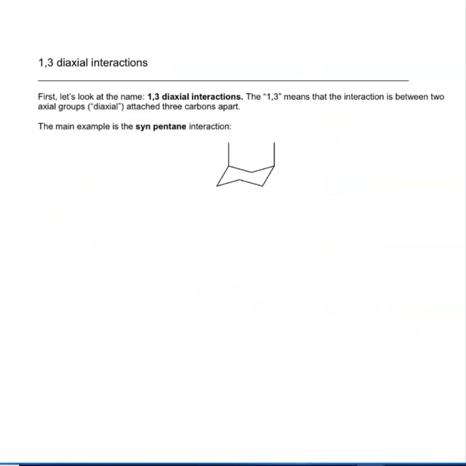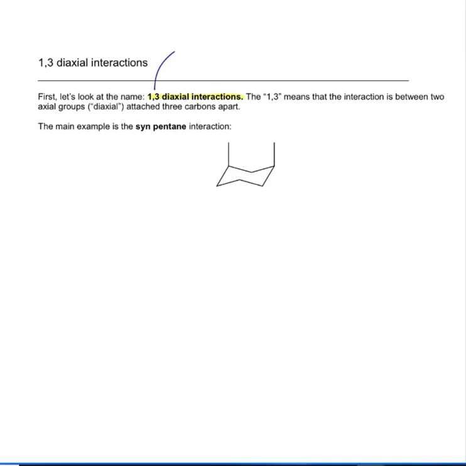Okay, let's look at one more thing relating to the substituted cyclohexanes. And this is something called a 1,3 diaxial interaction. So let's pull this name apart and see what it means. 1,3 is an example of something you'll see a lot. So you'll see labels like 1,2, 1,3, 1,4. Those are probably the most common ones you'll see.